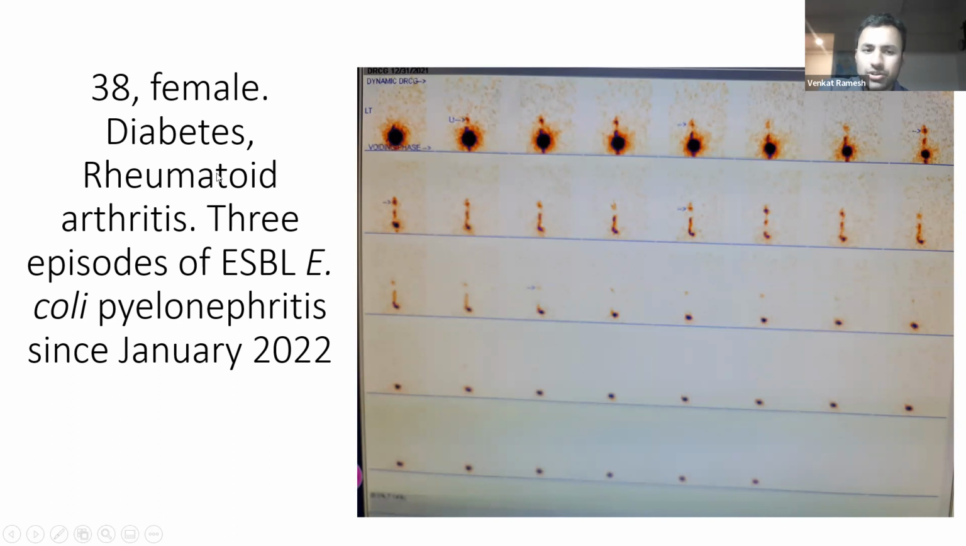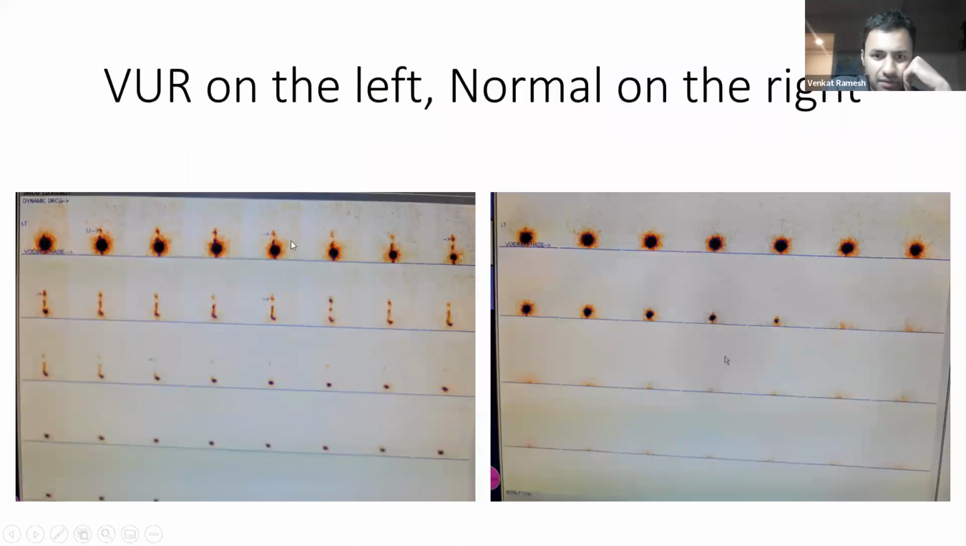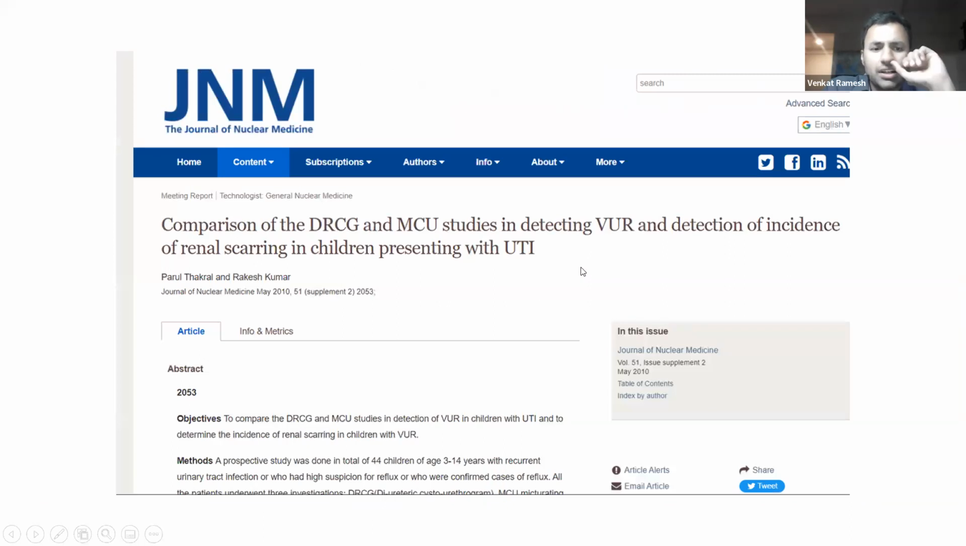So this is a 38-year-old female with diabetes and rheumatoid arthritis. She's had 3 episodes of pyelonephritis since January 2022, and presented with the 4th episode. And here she had undergone nuclear medicine imaging to rule out vesicoureteric reflux. So that was positive, and this is just another image, which is positive on the left and normal on the right. So direct radionuclide cystography and micturating cystourethropography have been compared.